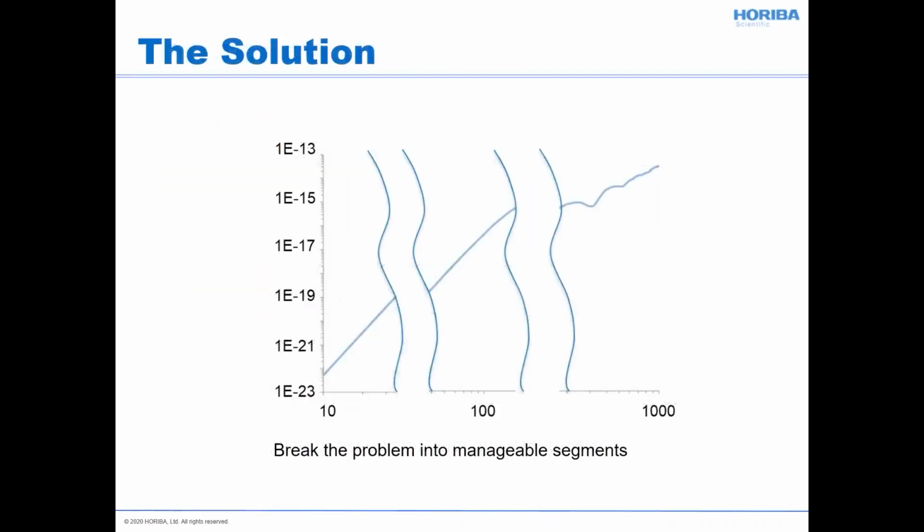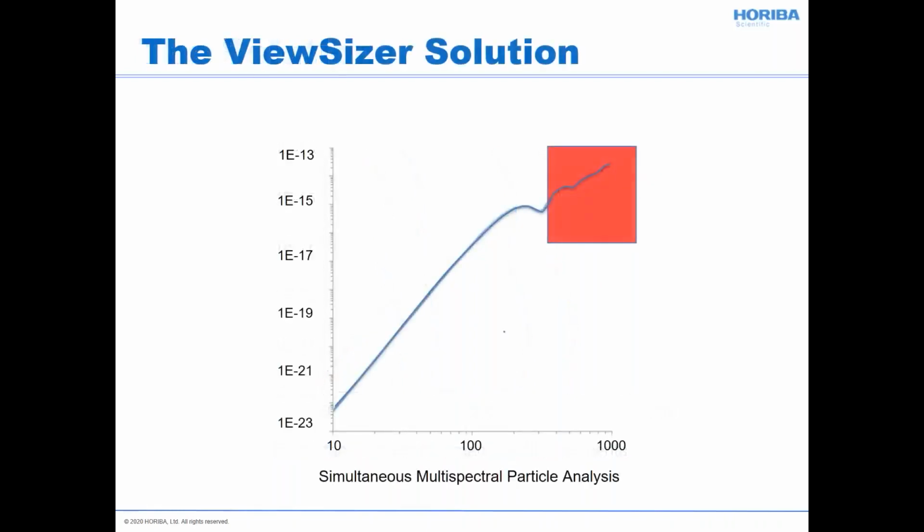How did we solve this issue of strong scattering as a function of particle size? Well, we broke the problem up into manageable segments. We look at the smallest particles, the middle-sized particles, and the big-sized ones. And then we have to look at everything at once and glue everything back together. So looking at everything at once, what we did is we had 3 different color lasers with different intensities.